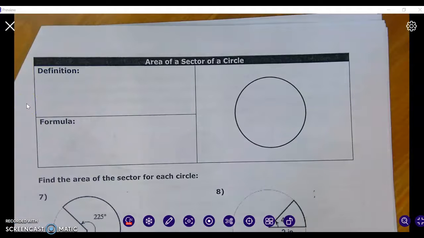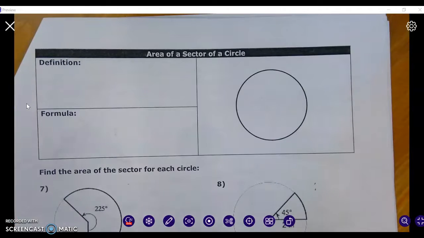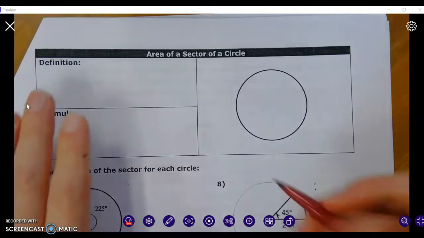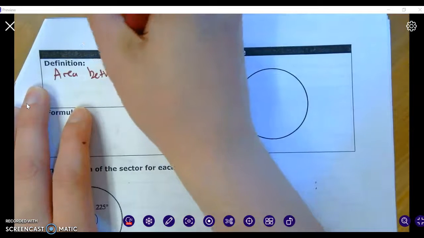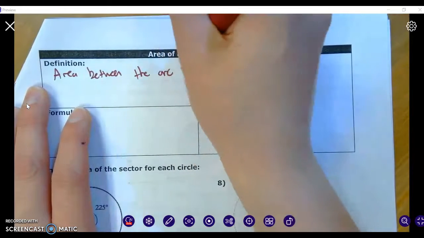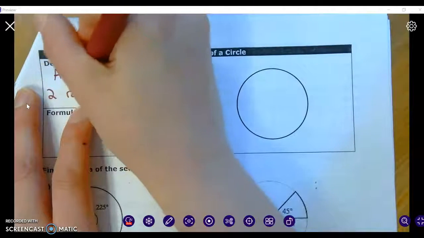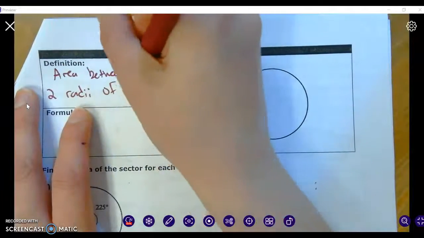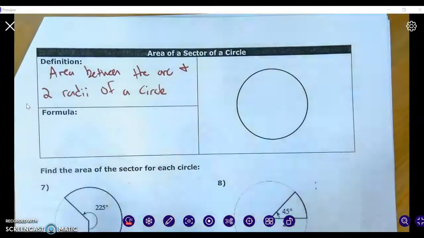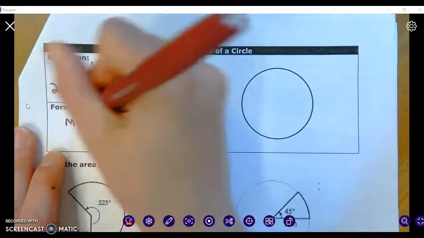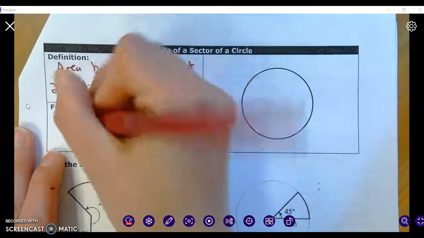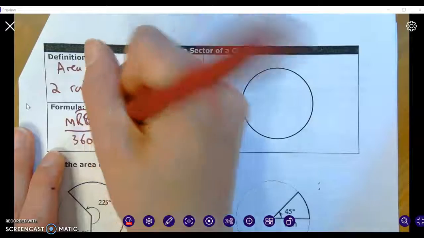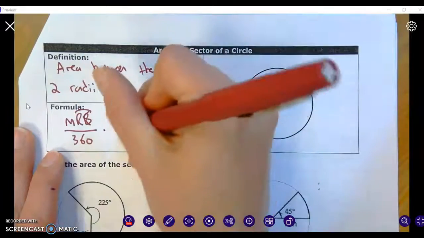All right, this is part 2 of 10.7. So we're going to talk about, again, area of a sector of a circle. So the definition is the area between the arc and two radii of a circle. And the formula is the measure of arc RS divided by 360 times pi r squared.